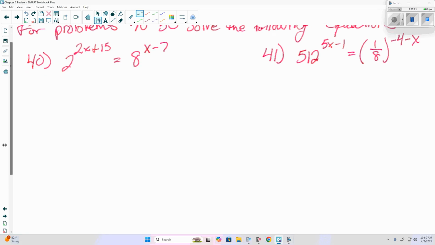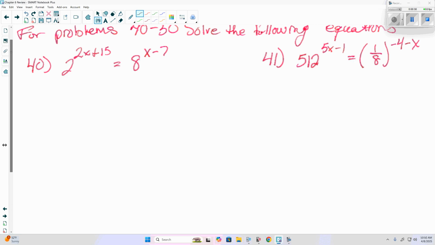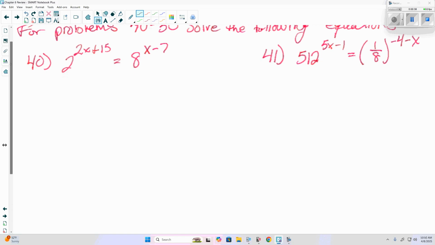It is possible to solve these without getting the bases to be the same. We can use logarithms to solve it, but we haven't gone over that yet. So for most of those, if you see variables in both spots, we need to get the bases to be the same. That's just telling you what this type of problem is. So if we look at number 40, 2 to the 2x plus 15 is equal to 8 to the x minus 7. I need to get these two bases to be the same.